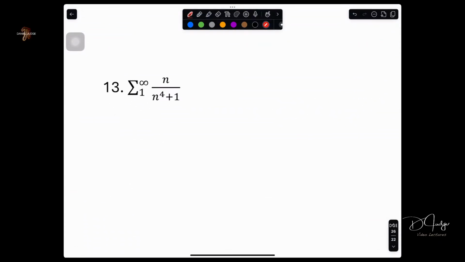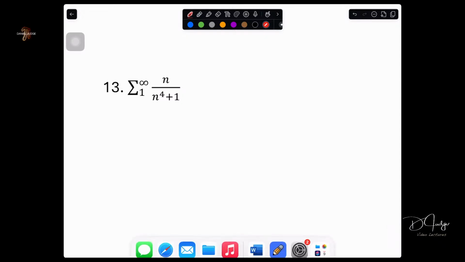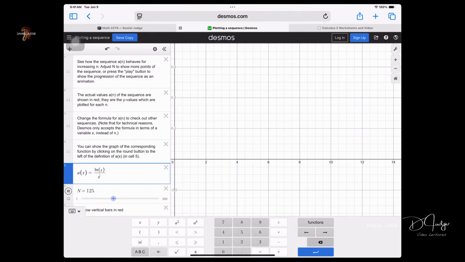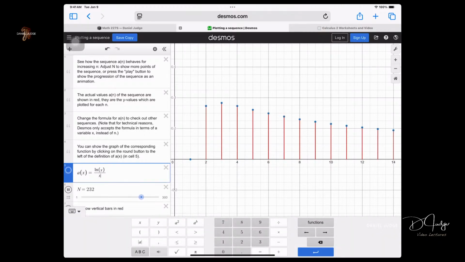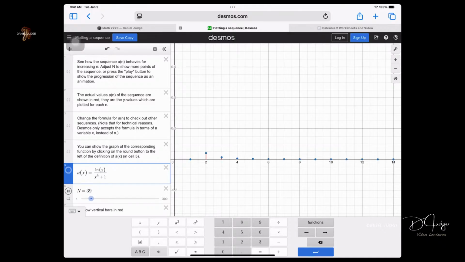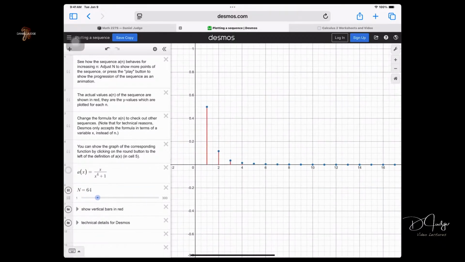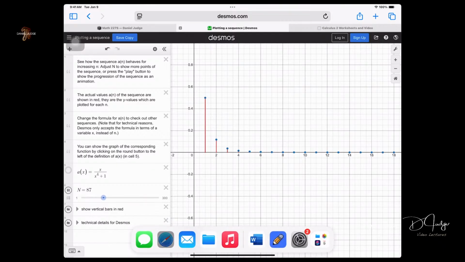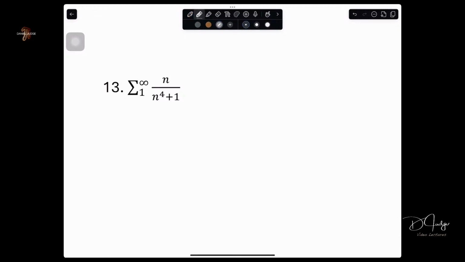All right, the series here, the sum from 1 to infinity of n over n to the fourth plus 1. And we can see this is going to be strictly decreasing from the interval 1 to infinity. So just looking at the graph, we know that it's decreasing here from 1 to infinity. So we're pretty good in that sense. So this is our a_n.